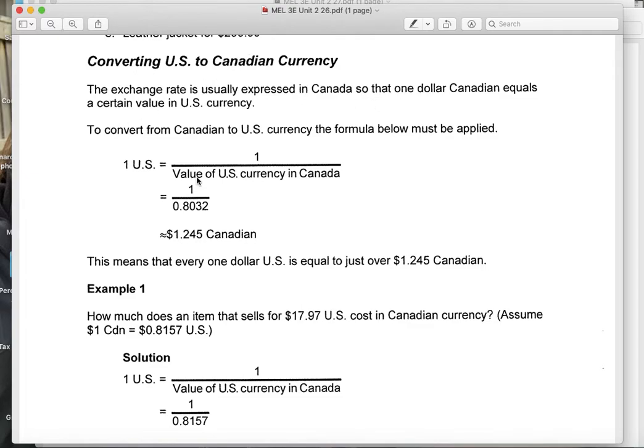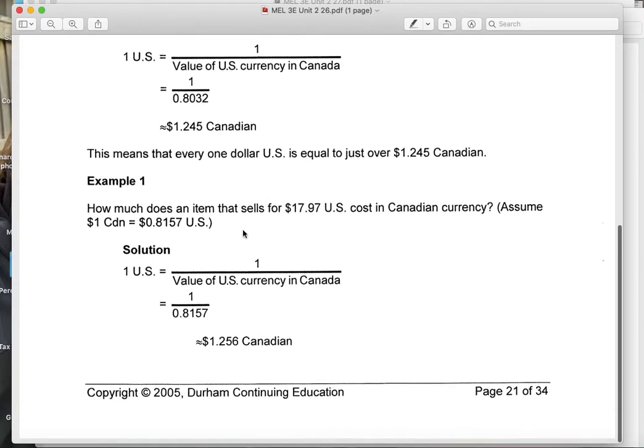So for $1 US, you're taking 1 and dividing it by the US currency value. So in the case above, we said that 1 Canadian dollar is equal to 0.8032 US dollars. So if we're taking 1 American dollar, that's pretty much equal to almost $1.25 Canadian, or specifically 1.245 Canadian dollars. So this means that every 1 US dollar is equal to just over 1.245 Canadian dollars.